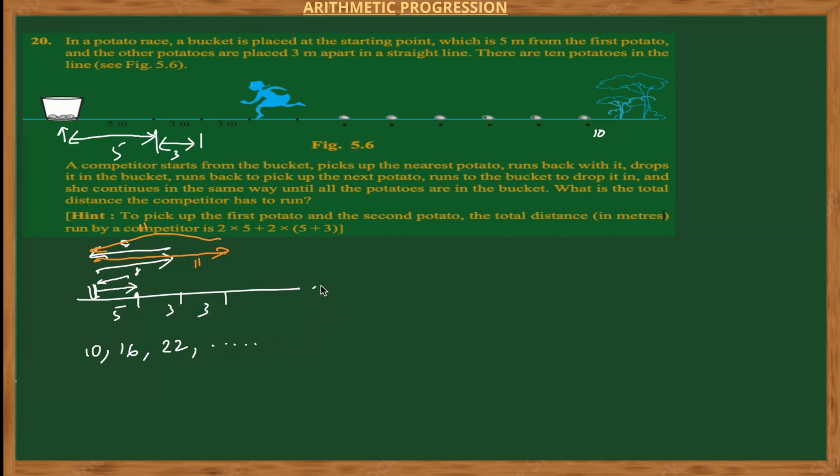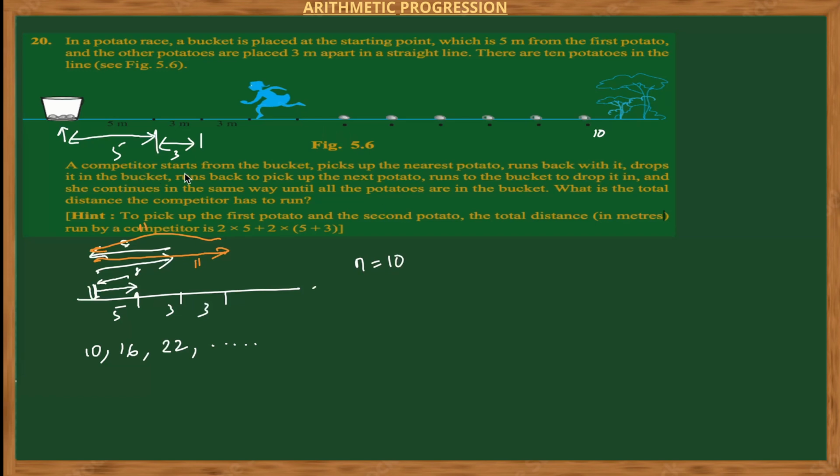Okay, so here what all the data is given, let's read it out. A bucket is placed at the starting point, which is 5 meters from the first potato. Okay, we got it. And the other potatoes are placed 3 meters apart in a straight line. There are 10 potatoes in the line. So n is given as 10.